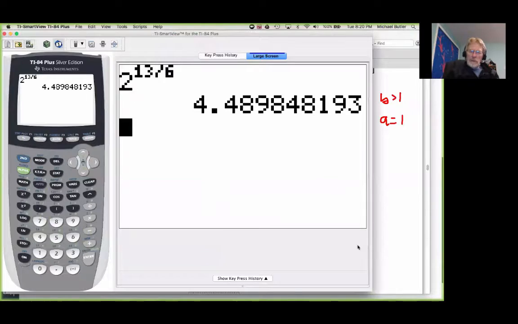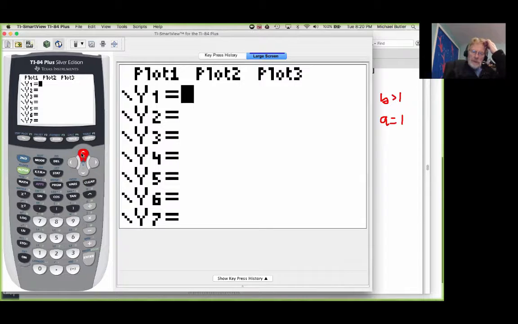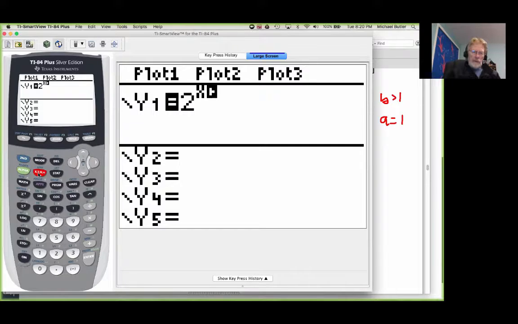make the screen a bit bigger here. Okay, so go to the y equals, clear out any craziness that you have in your y equals, and put in 2 raised to the x into y1. Then, once you've done that, hit zoom and standard.